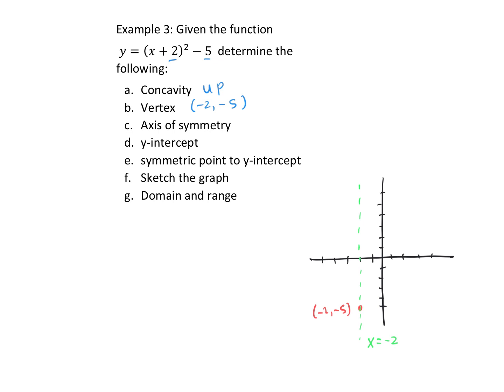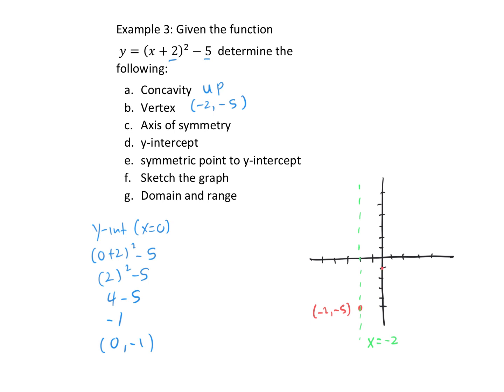I can find the y-intercept by plugging in 0. Let's do this over here. So I'm going to find the y-intercept by subbing in 0 for x. So it's going to be 0 plus 2 squared minus 5. So 0 plus 2 is 2. Squared is 4. And then minus 5 is negative 1. So the y-intercept is 0, negative 1. So I'm going to put that on here.